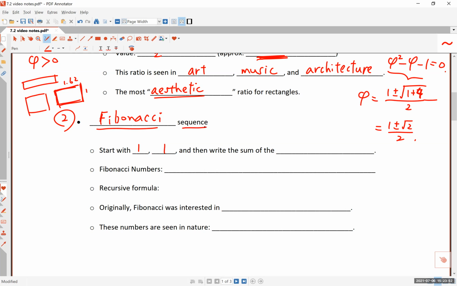So the sequence that he proposed to describe the population of rabbit pairs was to start with one and another one, and then the next number will be 1 plus 1, which is 2, and then the next number will be 1 plus 2, which is 3, and the next number will be 2 plus 3, which is 5, and so on. So you start with 1, 1, and then write the sum of the two previous numbers.